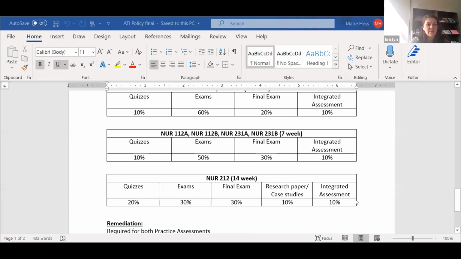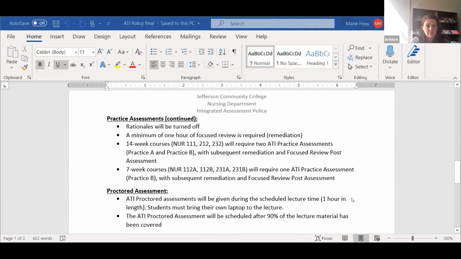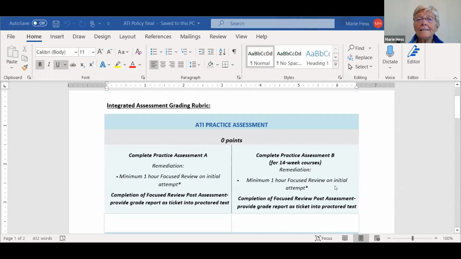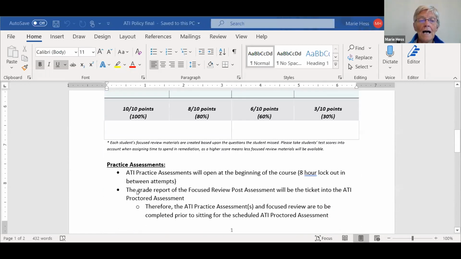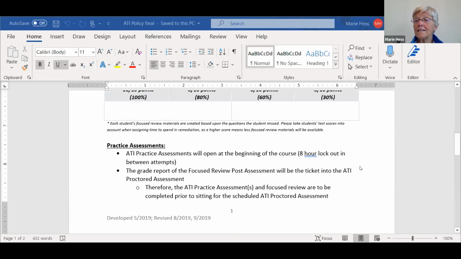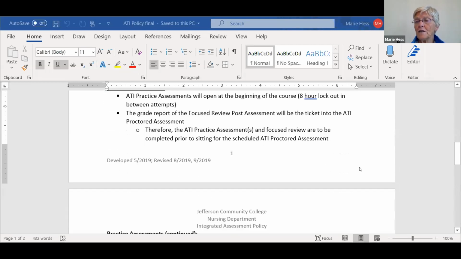Can we take them as many times as we want? I think so, but I think there's an 8-hour lockout time between attempts. The whole idea of this is for you to do them. If you don't do well, you do the remediation and you keep doing it till you get good at it. So that's the whole idea, and it's a learning thing. I don't think there's a limit on how many times you can do it.